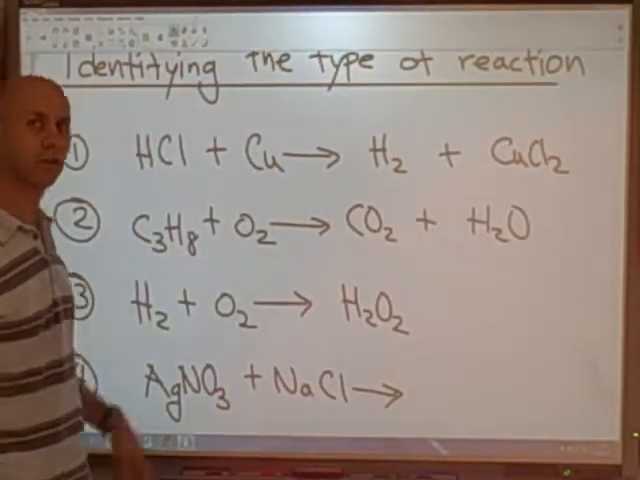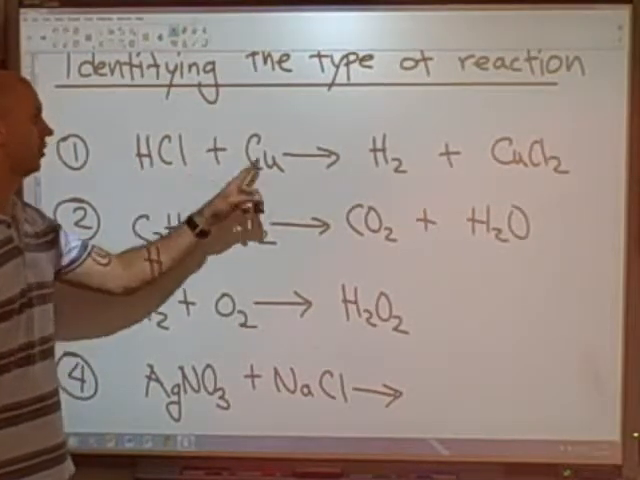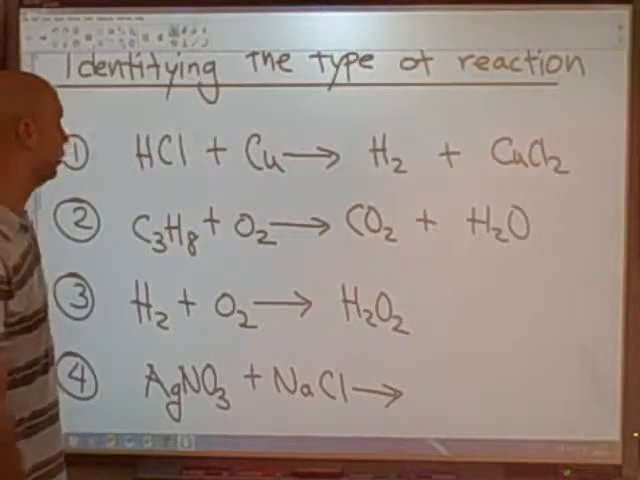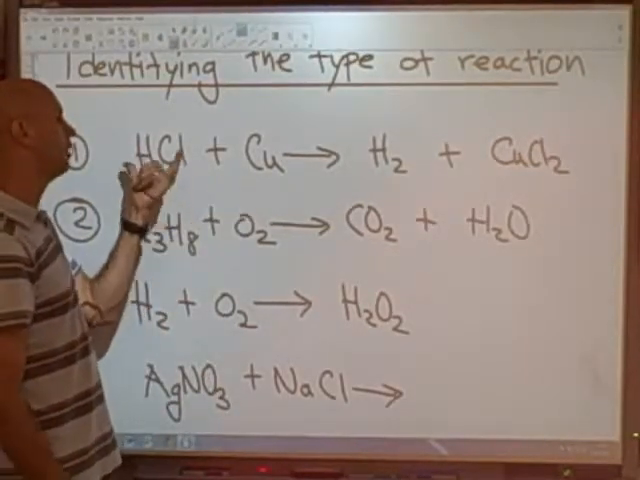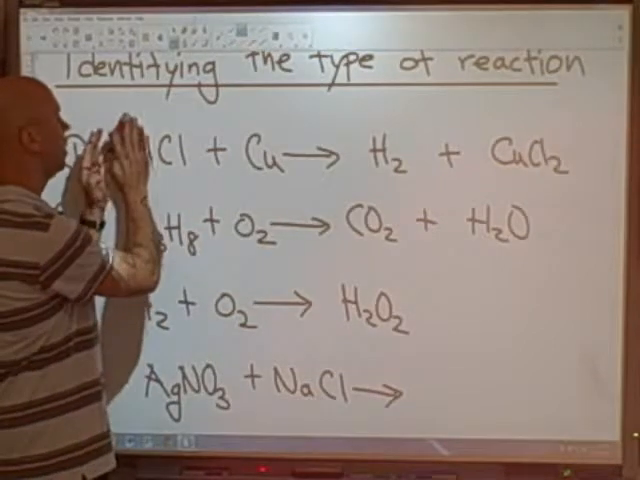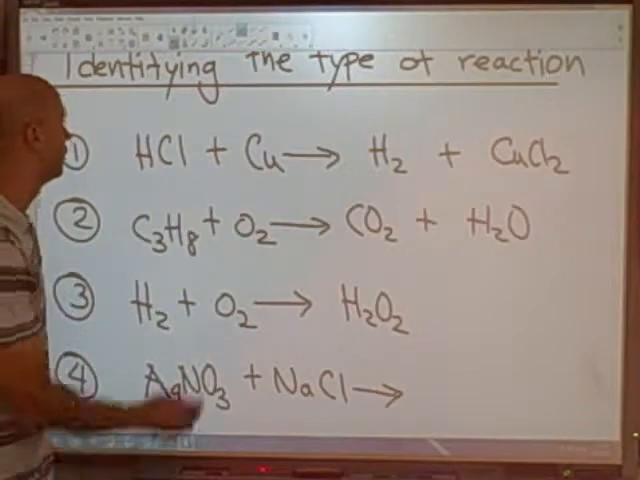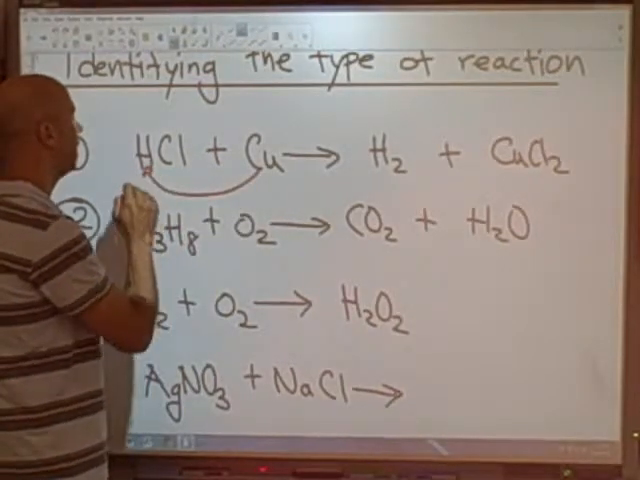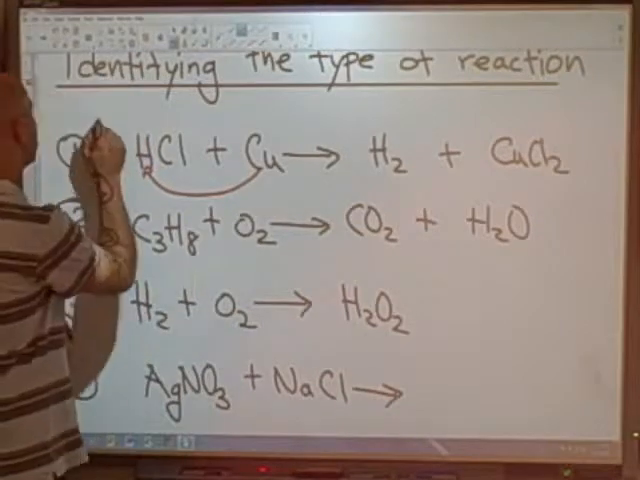All right, so let's look at the first equation. This equation has hydrochloric acid reacting with copper. And what you're going to notice is the hydrochloric acid is going to break apart and the hydrogen is going to be replaced by the copper. So copper is coming in, taking hydrogen's place. So this first reaction is called the single replacement reaction.